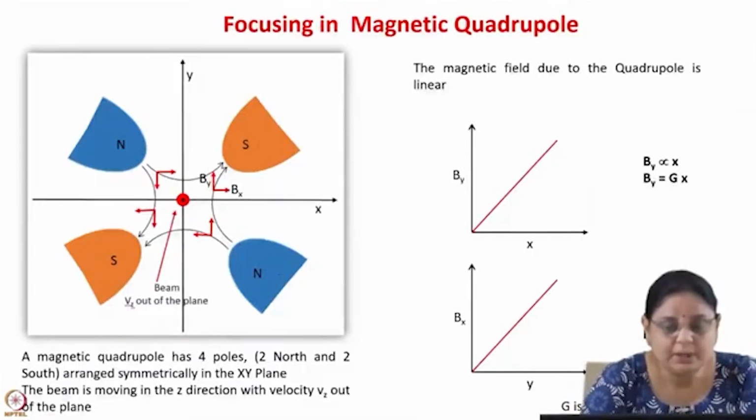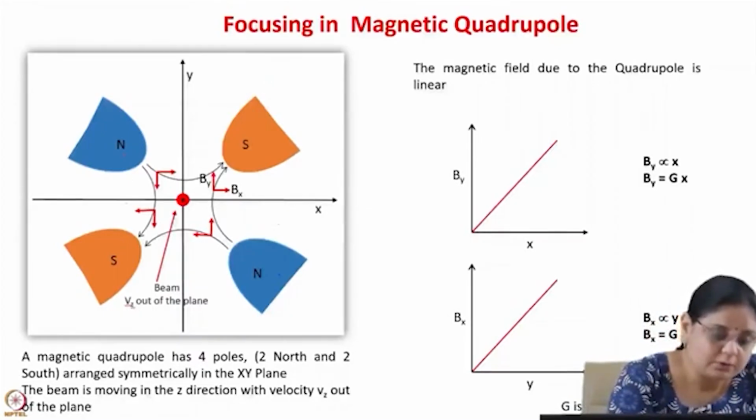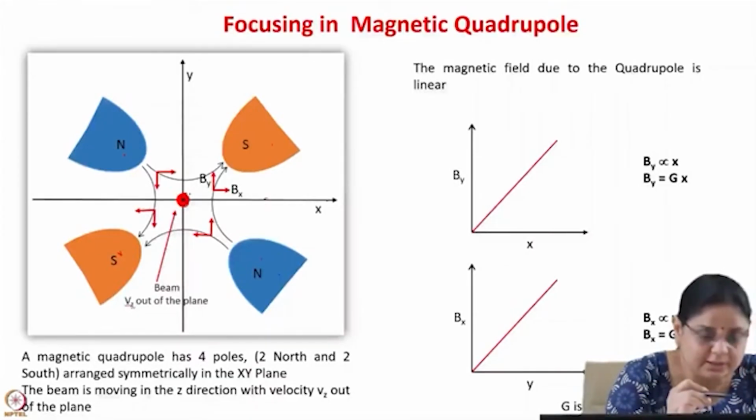So let's see how the magnetic quadrupole focuses. This shows the layout of a magnetic quadrupole. You have 4 poles: a north pole, south pole, north pole, south pole. Now the magnetic field lines originate from the north pole and terminate on the south pole. Everywhere I have drawn these lines. Now this is the transverse plane and this is the beam. This in the center is the beam, and the direction of the beam is VZ, out of your screens.